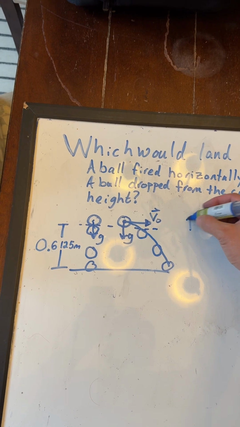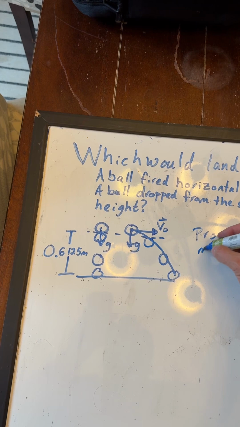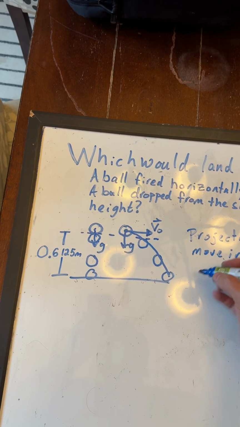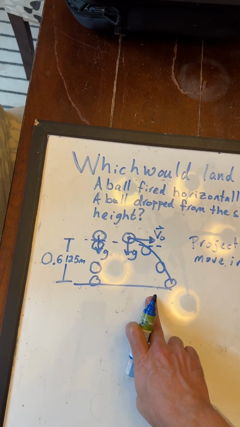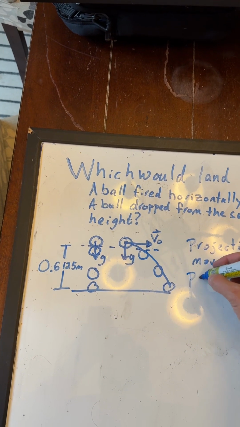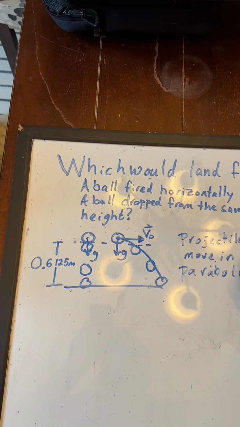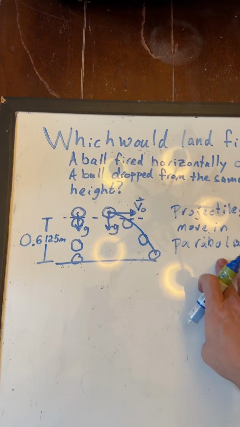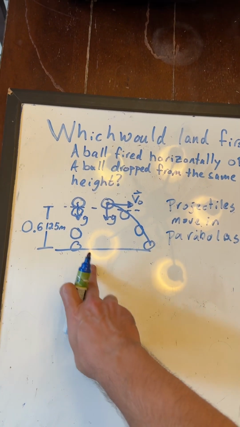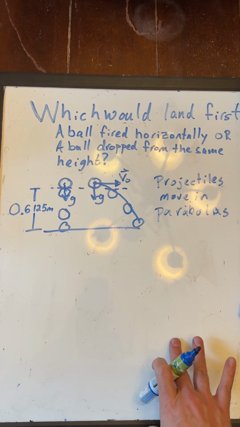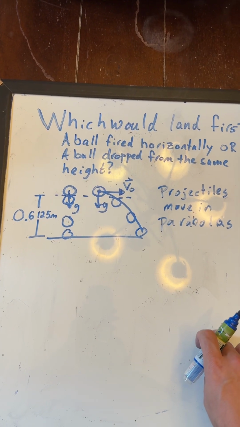So projectiles move in this arc here. The proper term for it, this is only half of one, is a parabola. The trajectory of a projectile is its path, and all projectiles are going to move in parabolas.